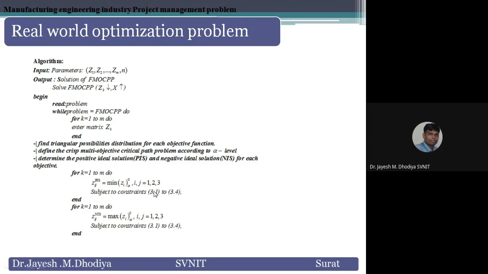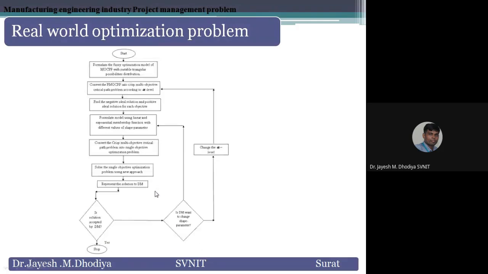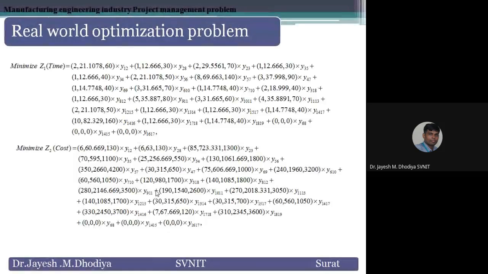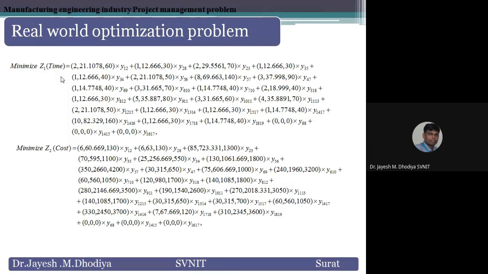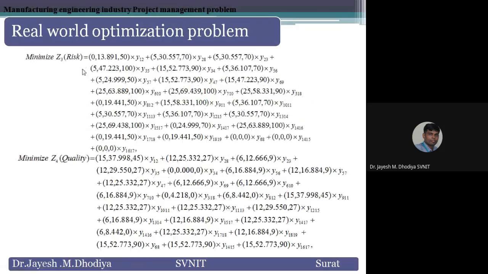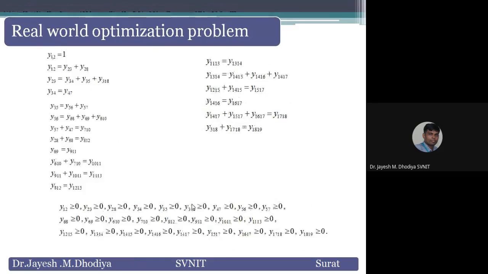This is the code that we have generated for that diagram, and this is the actual model with the data. Minimum time, minimum cost, minimum risk, and quality maximum. Sorry, it is maximum; by mistake, it is written minimum. We want to maximize the quality. And these are the constraints of the aircraft problem.